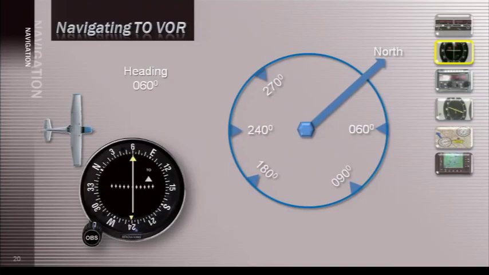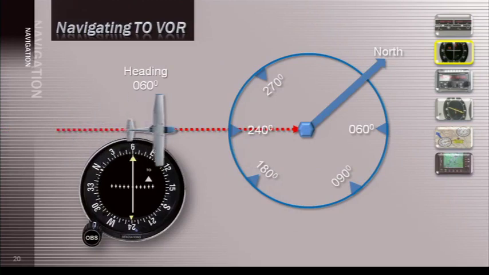Here's an example of navigating to the VOR. Suppose you want to fly to the VOR station and you want to fly on that same 240 degree radial. The OBS would be set to the reciprocal of 240 degrees with a to indication. The reciprocal is 060 degrees. You are still on the 240-degree radial, but your VOR indicator will be set to 060 degrees.